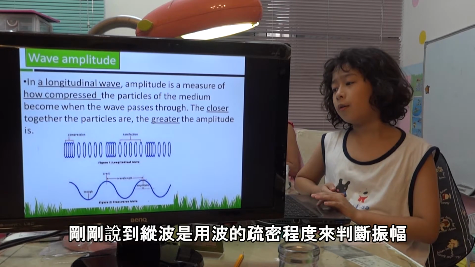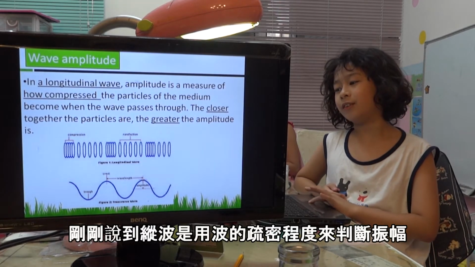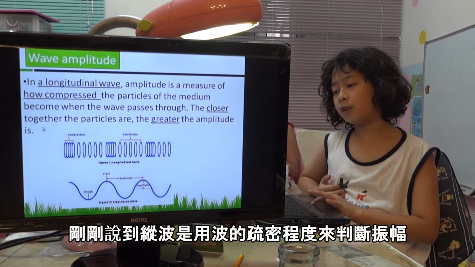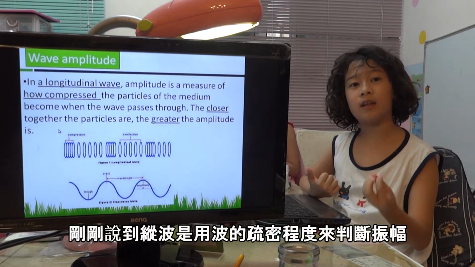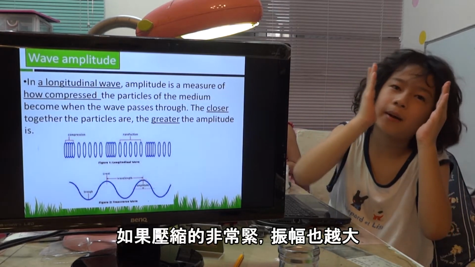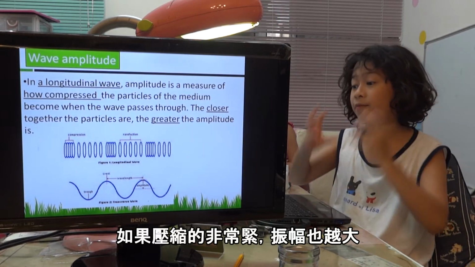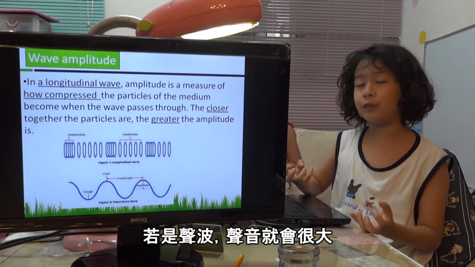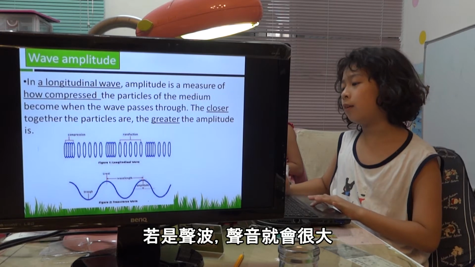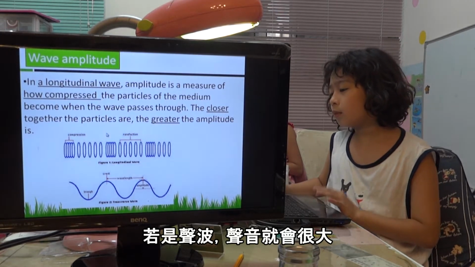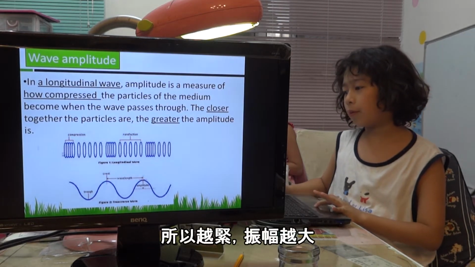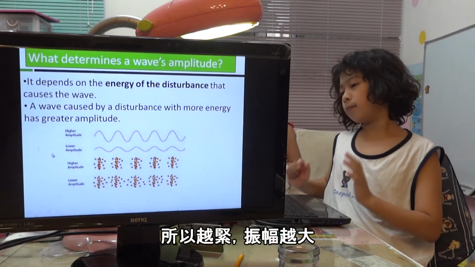Wave amplitude. As we talked about before, in a longitudinal wave, it's about how compressed it is. If it's very, very compressed, then it will be a very big amplitude. Then the sound wave will be very, very loud. If it's very close together, it will be a great amplitude.